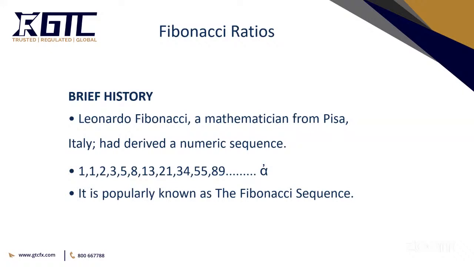So this story is for D, that is specific entry for C and specific exit for the D. That's the target. Okay. Now, before we go to the practical implementation of Fibonacci ratios, let's at least understand it.